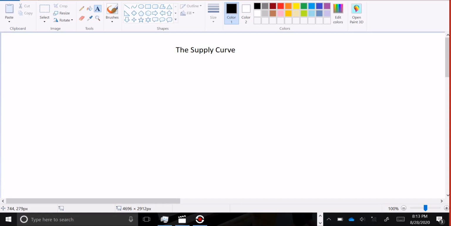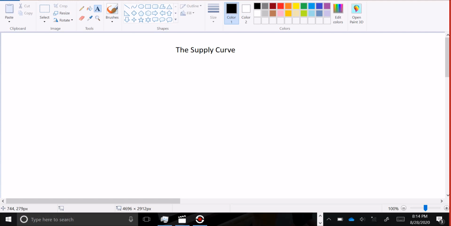This is part of my series for introductory econ students. What I'm going to do here is give you some basic ideas of what the supply curve is and where it comes from. In my next video, I'll talk about things that move it around.